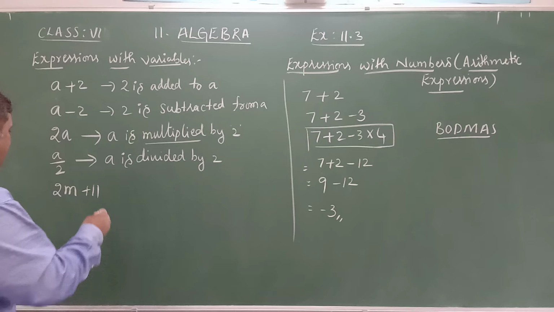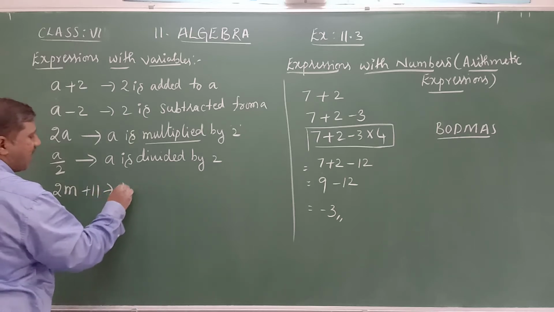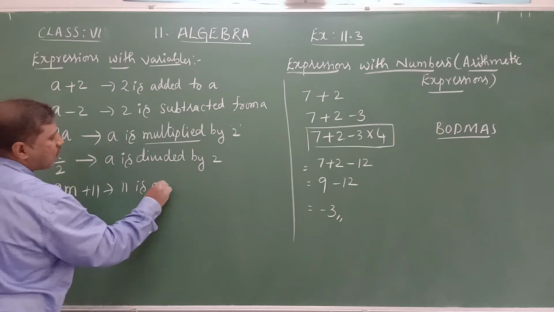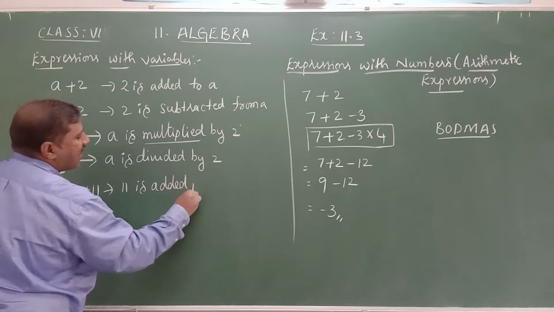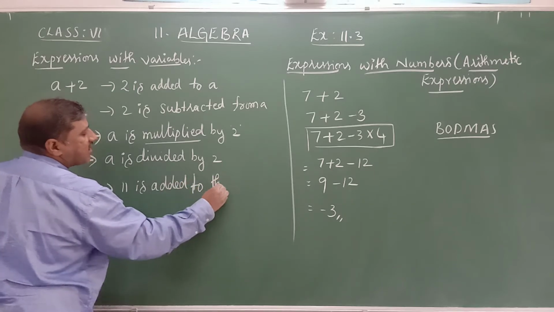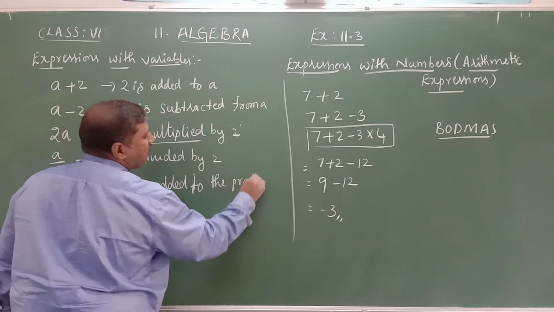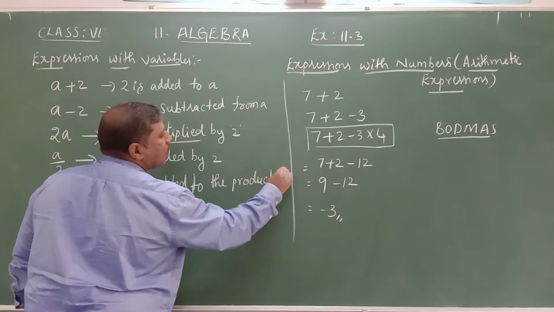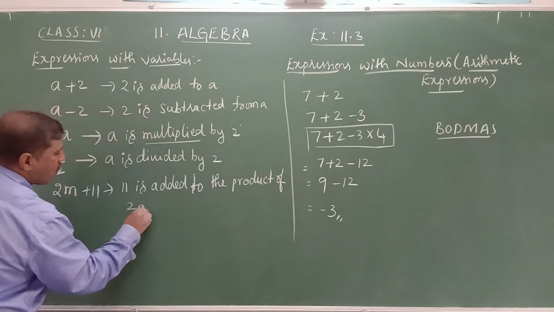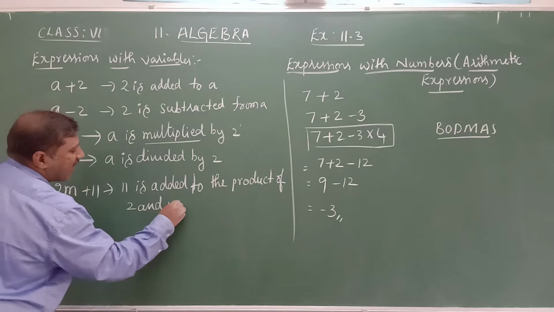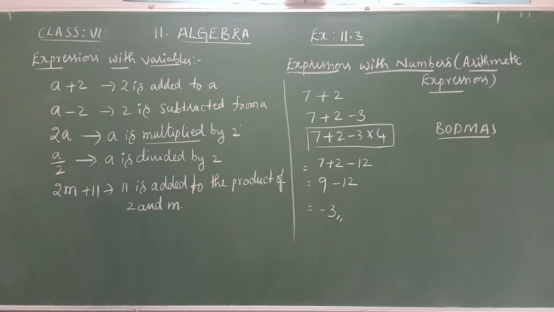And 11 is added to the product of 2 and m. We are adding 11 to the product of 2 and m.